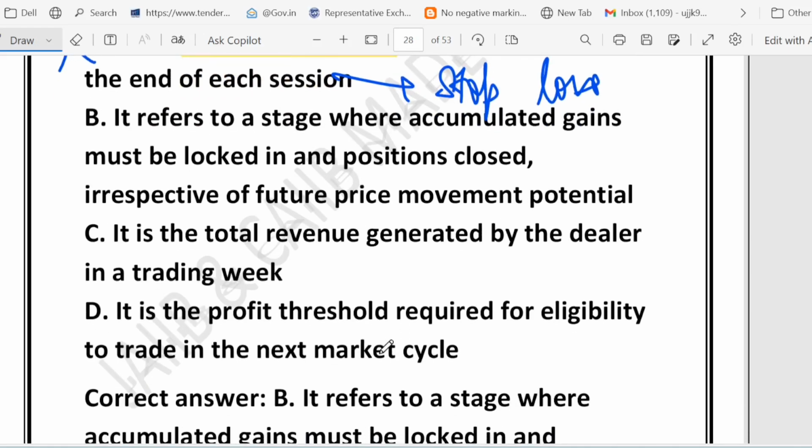What about option C? Option C is, it is total revenue generated by the dealer. No. Revenue means total money earned. That is more like sales. That is more like an income, not a stop profit. A stop profit is like a limit, right? It is like a limit point. It is not a total number. So option number C is obviously incorrect.